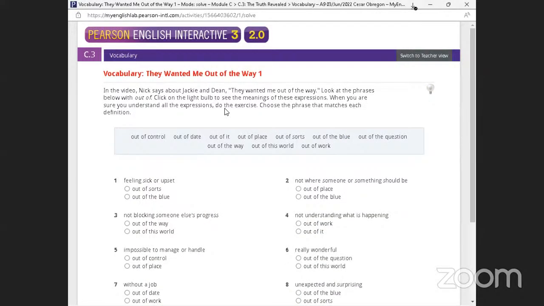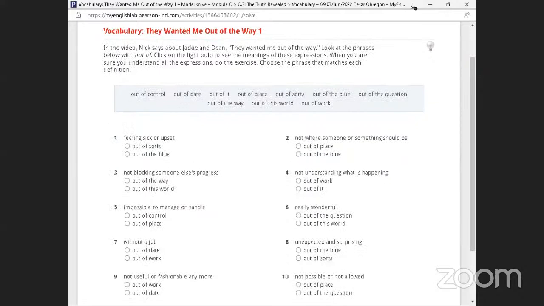Choose the phrases that match each definition. So number one, feeling sick or upset. Yes, that's out of sorts. Number two, not where someone or something should be. Out of place. Three, not blocking someone else's progress. Out of the way. Four, not understanding what is happening. I'm out of it. Five, impossible to manage or handle is out of control.